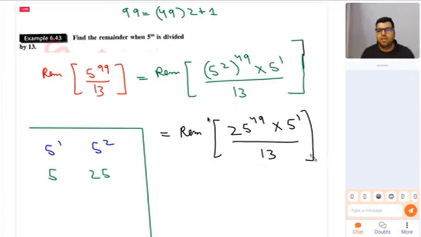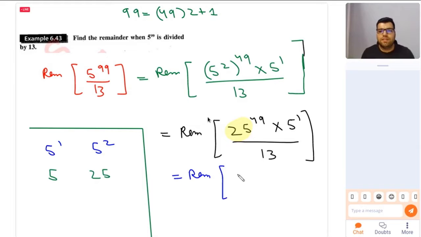Now we know what we have to do. 25 has to be replaced with its remainder with 13. So I will write REM, and instead of saying remainder with 13 is 12, use the negative remainder, say remainder with 13 is minus 1, because it is minus 1 away from 26. So this is minus 1 raised to power 49 into 5 by 13. Minus 1 raised to power odd is minus 1 itself. So this quantity will become minus 1 into 5, minus 5.